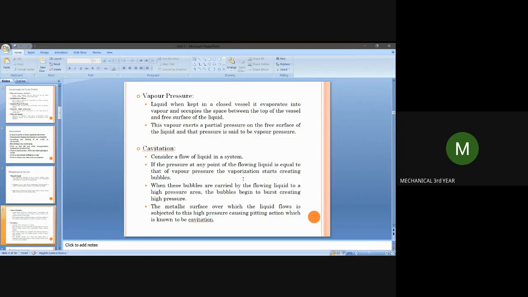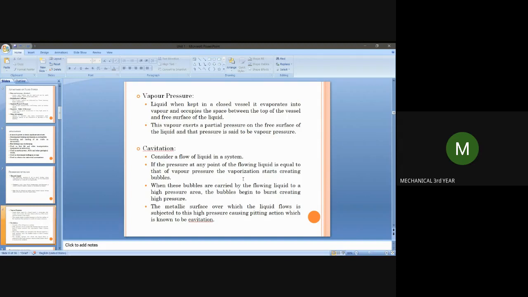The bottom layer is contained by the bottom portion of the container, while the top layer is free. There is a gap between the top wall and the top layer of the liquid. So this partial pressure acts on the top layer of the liquid, and that pressure is said to be the vapor pressure. Okay, so it's very simple.